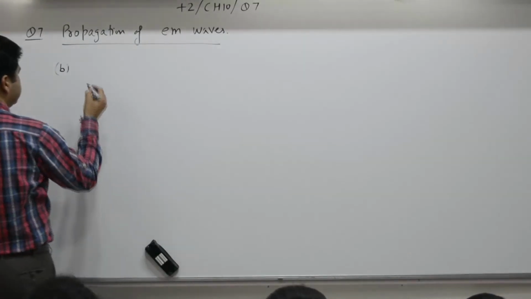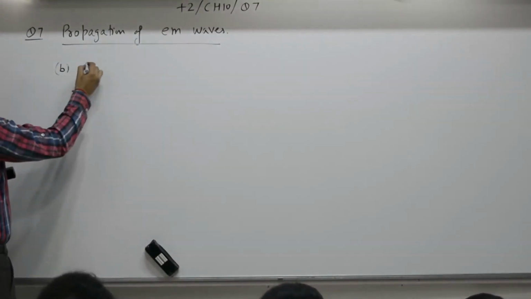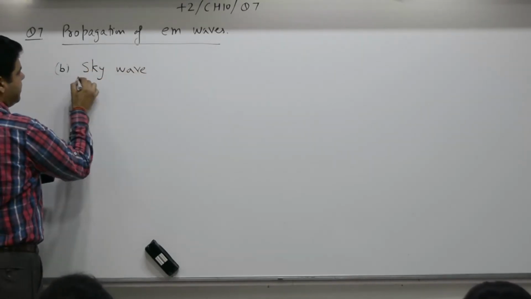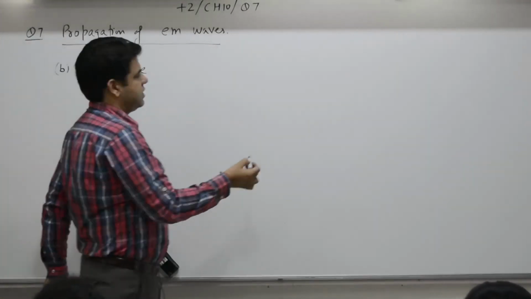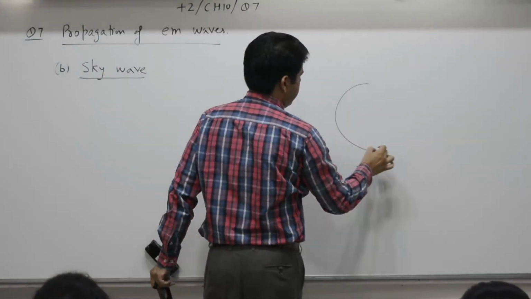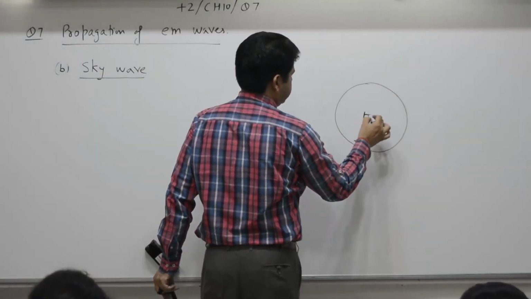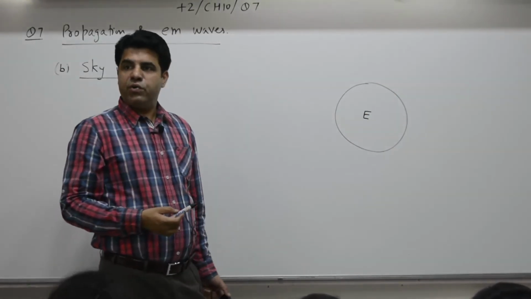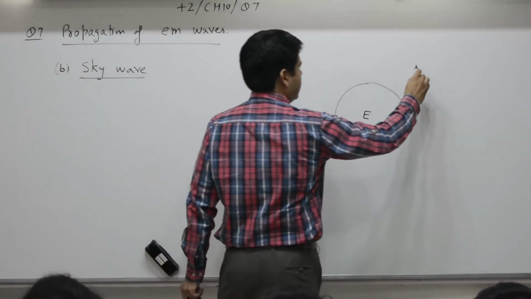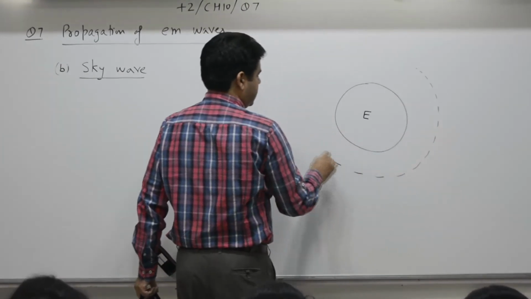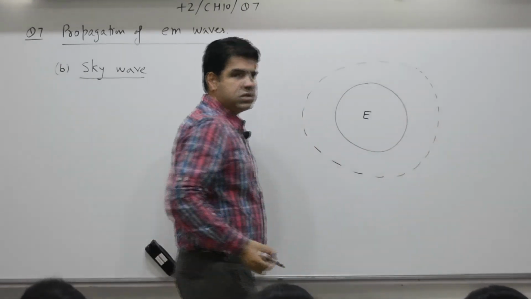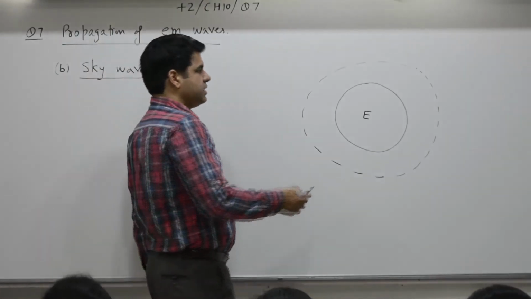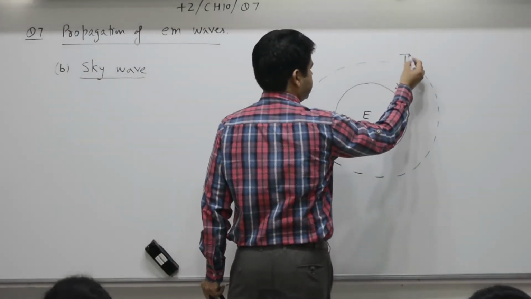B part is what? Sky wave. First understand: troposphere, stratosphere, mesosphere, ionosphere. All of you have heard of this? Energy from the sun ionizes the air molecules at a certain height. Ions are present, and you call this the ionosphere.